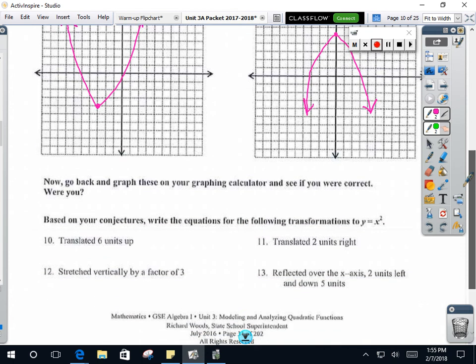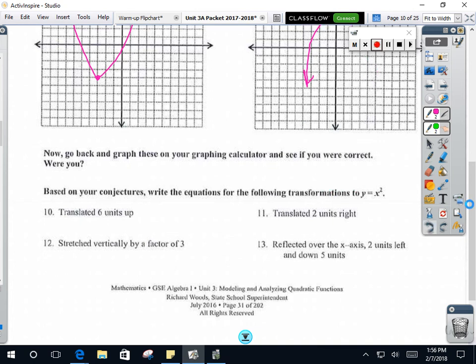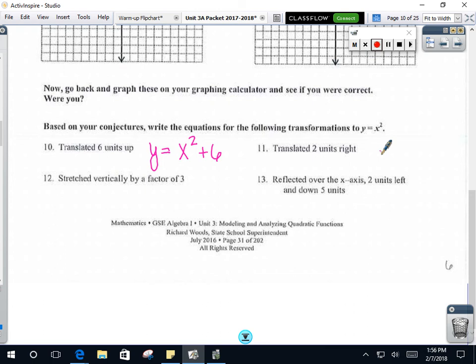Okay, now we're going to write equations for the following transformations to y equals x squared. Remember, the parent function is y equals x squared. If you now want your parabola to translate 6 units up, what else do you need to put on this equation? A plus 6. Okay, for number 11, the parent function is y equals x squared. But to translate it right 2 units, what do you have to do? Parentheses before you square it, and what goes in there? Minus 2 will shift it right 2.